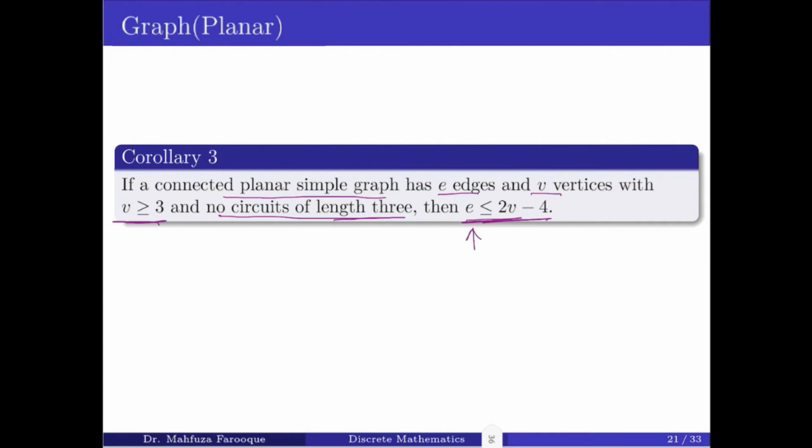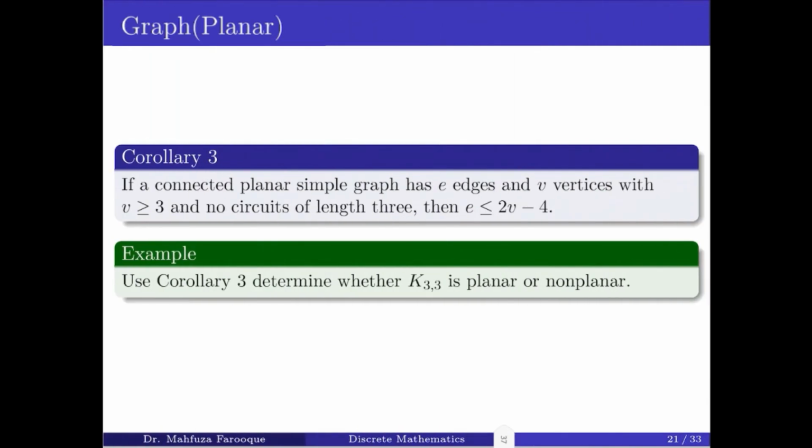Based on this corollary, we can also prove that K33 is not a planar graph. We have seen that previously, how we proved that K33 is not planar. We tried to put these vertices into different regions and we were unable to do that without edge crossing. By using this corollary, we can also get the conclusion that K33 is not a planar graph. We can try to check this one.